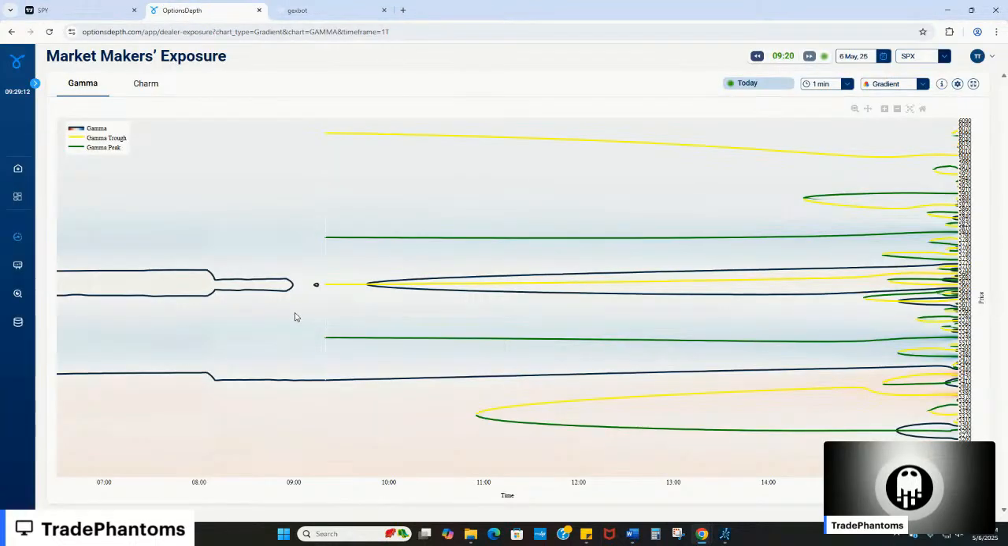All right, so we gap down now. This is going to fill in here, right? So again, we do have some stuff right here, not super strong, but we have some kind of positive gamma node here.